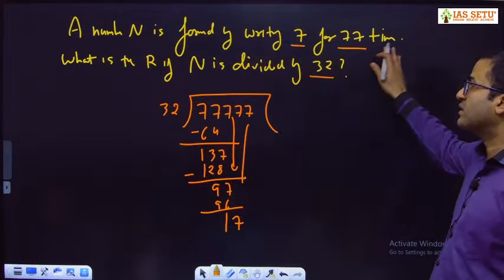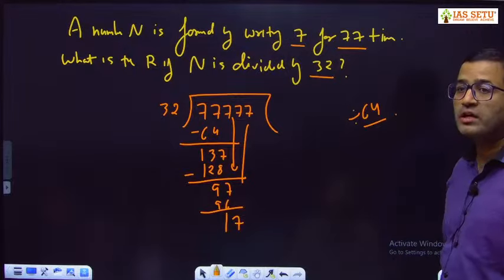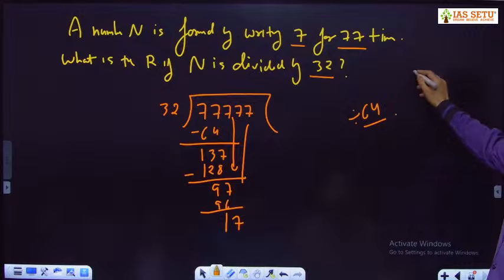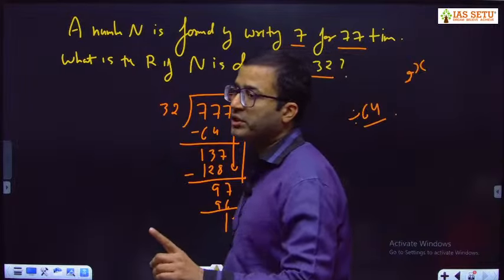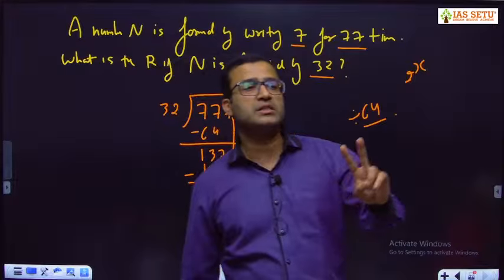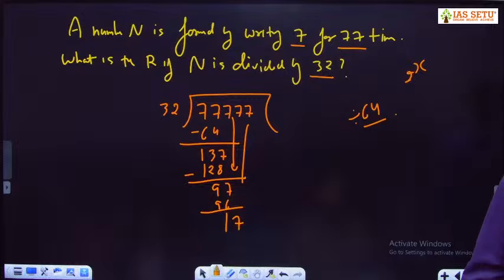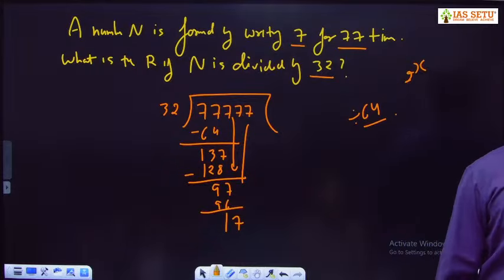Similarly, if I ask a similar type of question and ask divided by 64, how many digits in the last will you check? 6. So the concept is 2 to the power x. For 2 we have to check 1 digit in the last. For divisibility of 4 we have to check 2 digits in the last. For divisibility of 8 we have to check 3 digits. For divisibility of 16, last 4 digits. For divisibility of 32, last 5 digits. For divisibility of 64, last 6 digits. Any doubt?